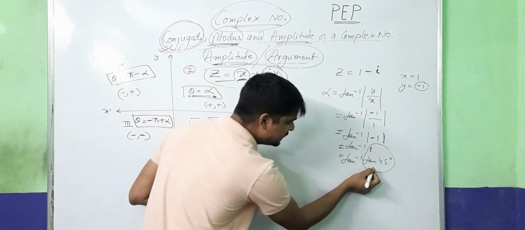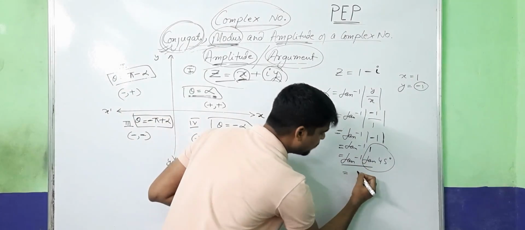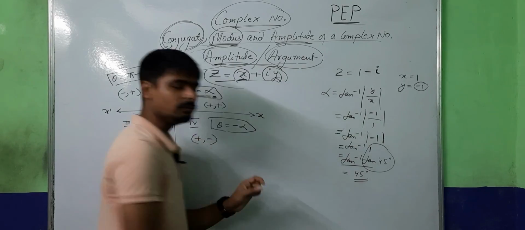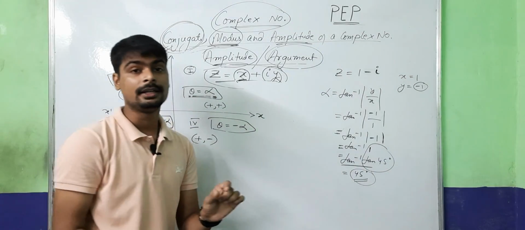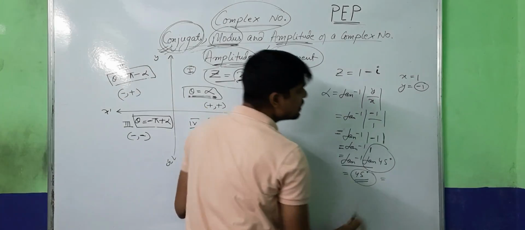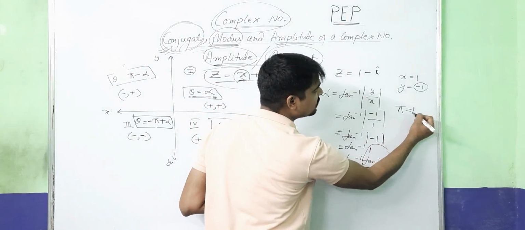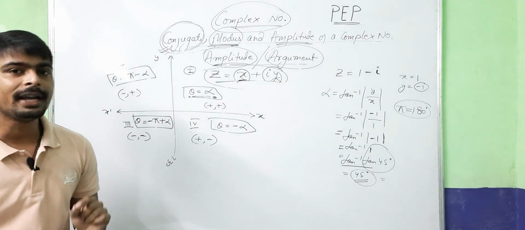Then you can see tan inverse and tan get eliminated, cancelled. What is the value? 45 degree. But this 45 degree we have to write in pi form. Sir, what is pi form? Since you know the value of pi is 180 degree.